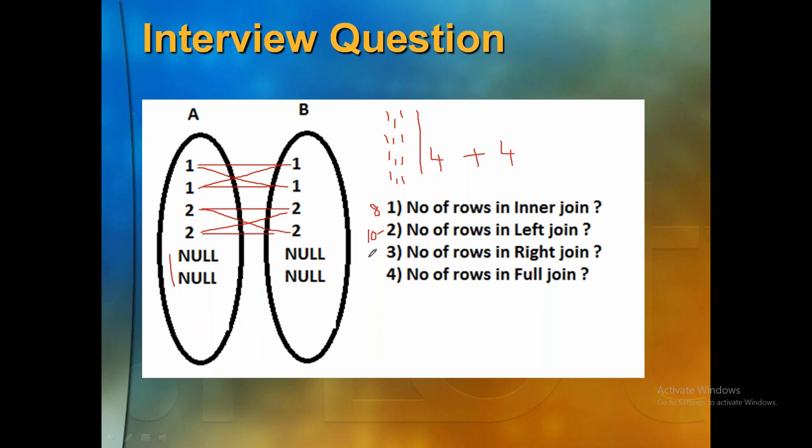Number of rows in left join is 10. Number of rows in right join is also 10, because here matched data plus unmatched data in the left data set, that is 2, 10. Number of rows in full join: matched data 8 plus 2 on this side and 2 on this side, 8 plus 2 is 10, and the total number of rows is 12 for the full join. Am I clear? So this is your answer.